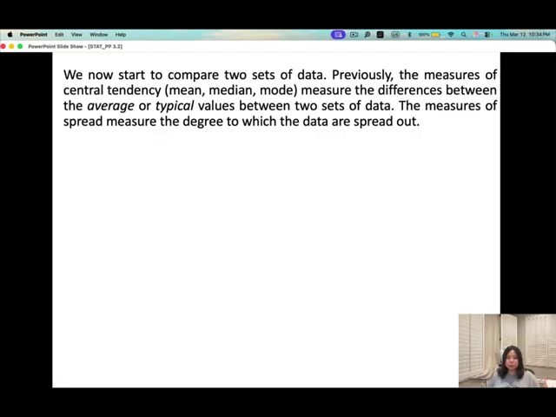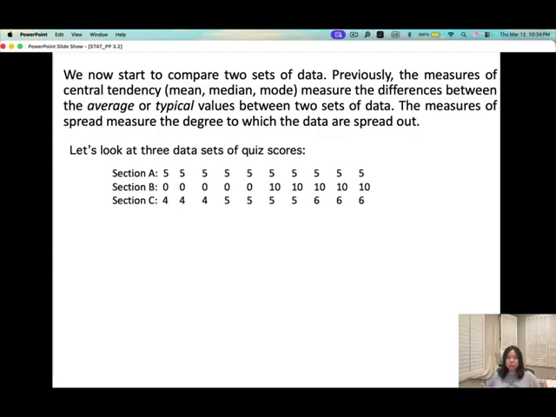Look at this example. We have three data sets of quiz scores. We have session A, where it looks like all the students got the same points. In session B, some students got 0, but some students got the perfect score. Okay, we assume 10 points is perfect. And then session C, some students got 4, some got 5, and some got 6. So with these three sets of data, let's try to find the mean and the median.